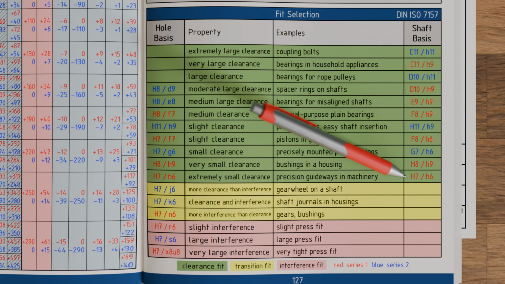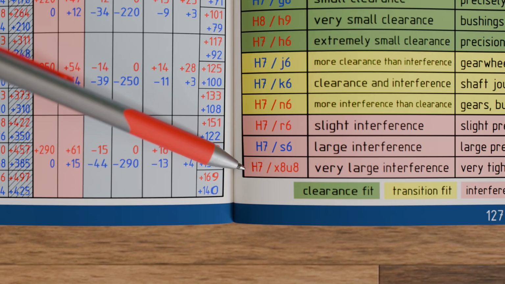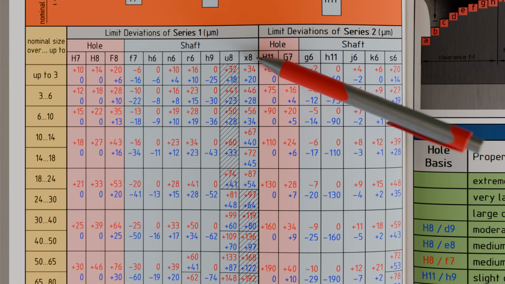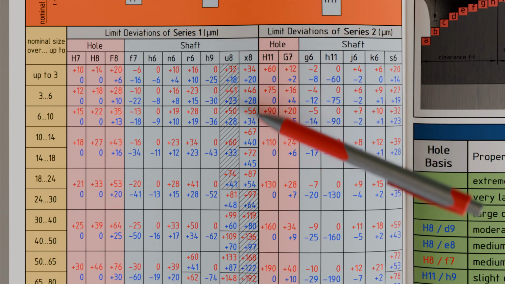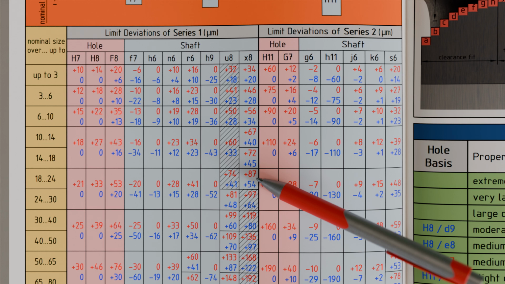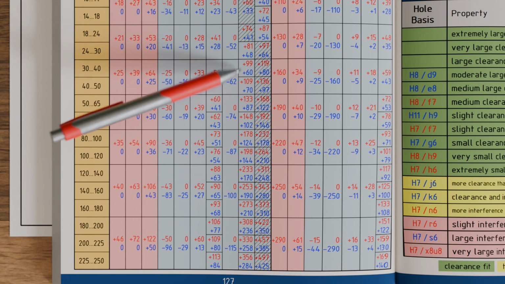Therefore, transition and interference fits are primarily produced in the hole basis system. Of the tolerance grade combinations shown, the red-marked ones from the so-called Series 1 are preferred. If this series is not sufficient, then the blue-marked Series 2 is to be used as an alternative. There is a special feature for the tolerance grades H7/x8 and H7/u8. Up to a nominal size of 24 mm inclusive, the tolerance grade combination H7/x8 should be used, and for nominal sizes larger than 24 mm, the combination H7/u8.